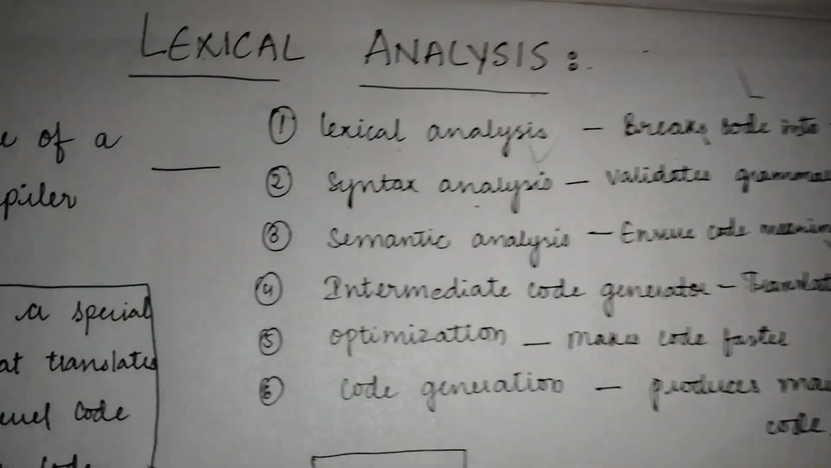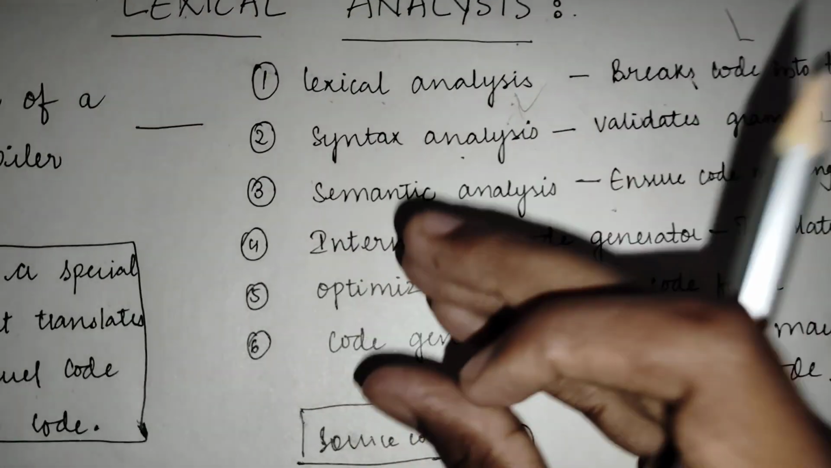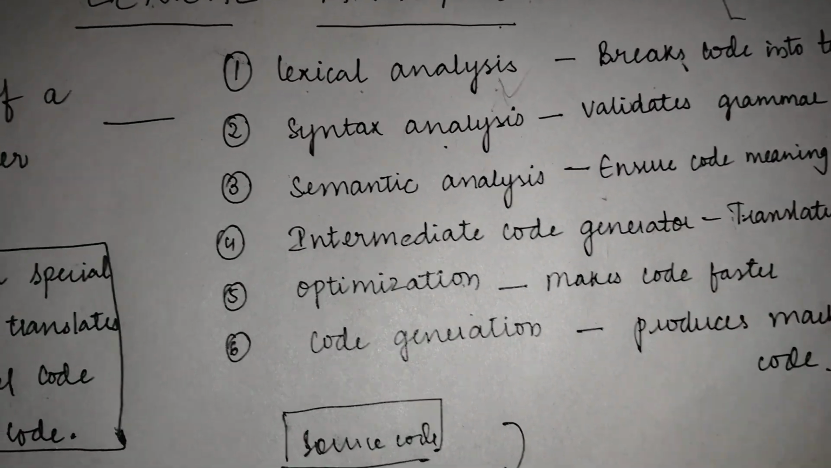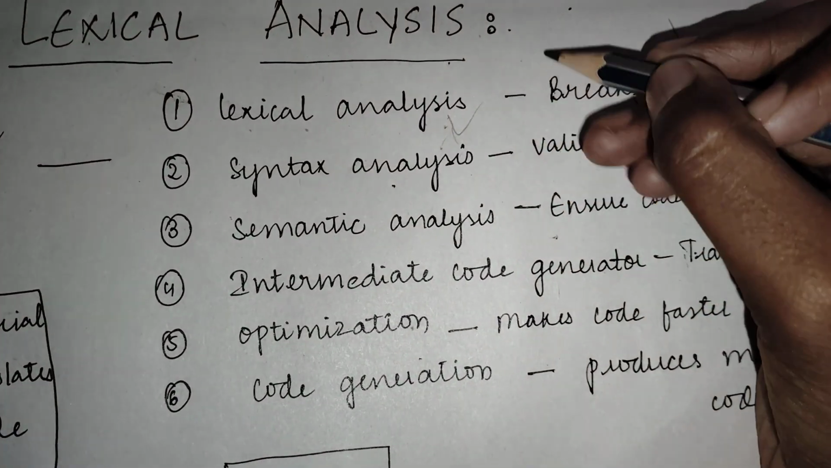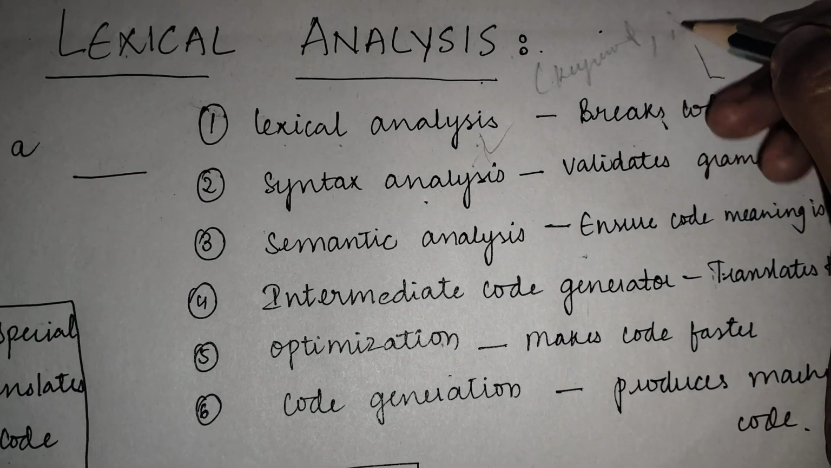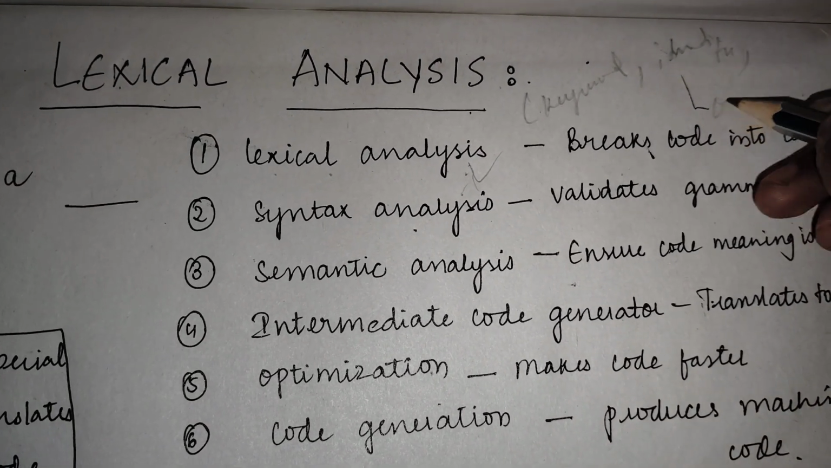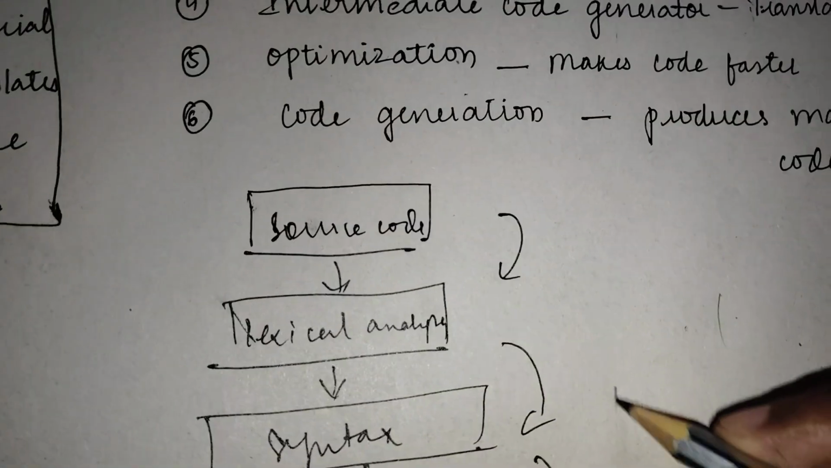Lexical analysis helps in breaking down the source code into smaller units like tokens, for example keywords, identifiers and operators. I'll write it over here: keywords, identifiers and operators. Now let's take an example.